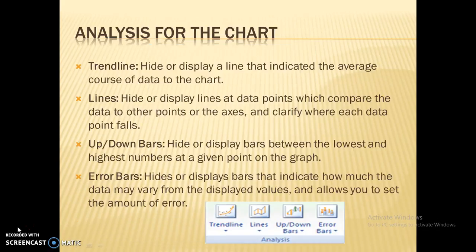Next thing is analysis. You can analyze your chart by setting the following options. Trend line: you can set a trend line for your chart, which indicates the average course of the data in the chart. And you can add lines at data points which compare the data to other points or other axes, and it clarifies where each data point falls. And you can add up and down bars and error bars.